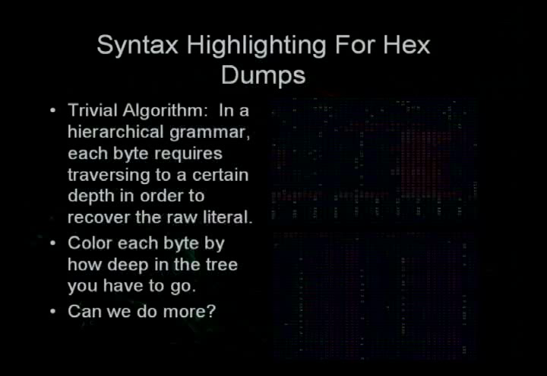So let's do a little trivia thing. When you compress a file with Sequitur, each byte requires, because remember, A could lead to C, C could lead to Q. You have a tree that you have to traverse to recover each byte. You could actually color each byte by how far in the tree you had to go. I don't know how visible it is, but here are two examples of syntax highlighting of hex dumps just based on how deep in the tree you had to get.